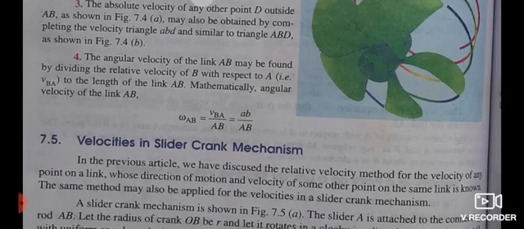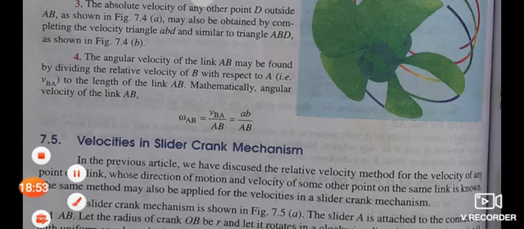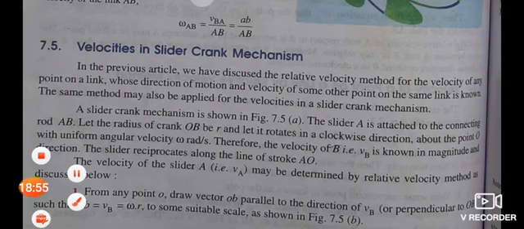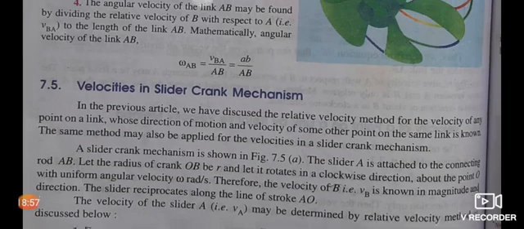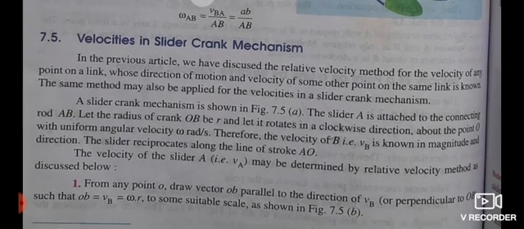Now the angular velocity of the link AB may be found by dividing the relative velocity of B with respect to A, that is VBA, by the length of link AB. Mathematically, angular velocity of link AB, that is omega AB, equals VBA by AB, that is equal to ab by AB. So from here some numericals can be solved.